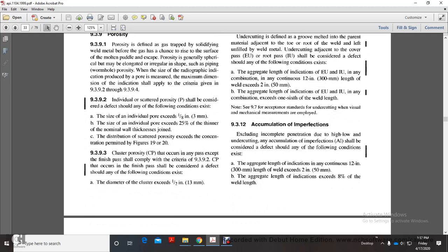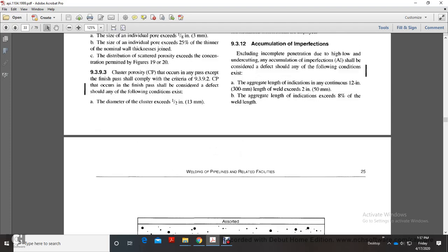9.3.12, accumulation of imperfections, excluding incomplete penetration due to high-low undercutting. Accumulation of imperfections shall be considered a defect should any of the following conditions exist. The aggregated length of indications in a continuous 12-inch length exceeds 2 inches. The aggregated length of indications exceeds 8 inches in length.